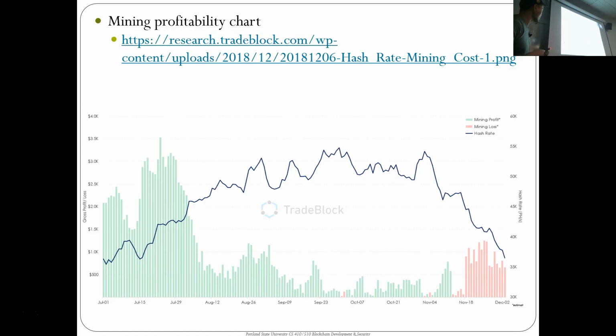This is an interesting figure. This is the mining profitability chart. And you can see this is from 2018 to 2019. All of a sudden, in November, mining became unprofitable. And so people got out of the mining business. Okay.